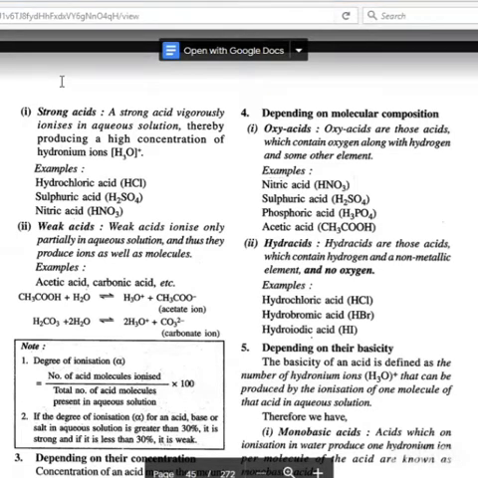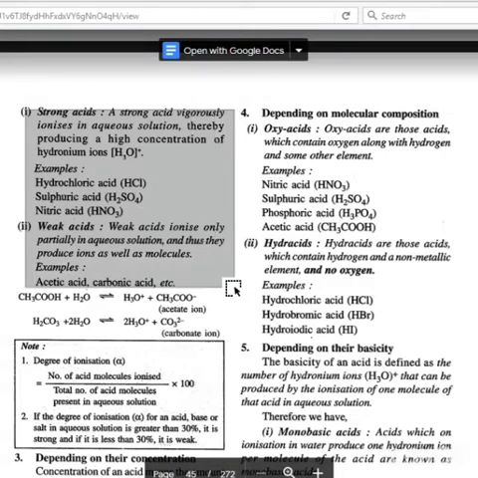Strong acids ionize vigorously in aqueous solution. They have a high concentration of the hydronium ion. Weak acids are partially ionized, meaning the hydronium ions are not being formed at the higher concentration. Some are ions, some are molecules, that's why they are weak acids. For the example of the strong acid, first is hydrochloric acid, and for the weak, that is acetic acid or carbonic acid.